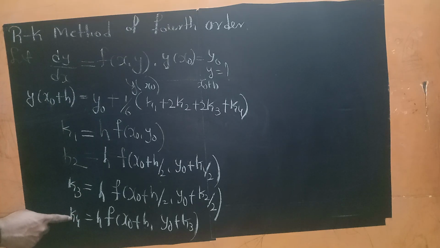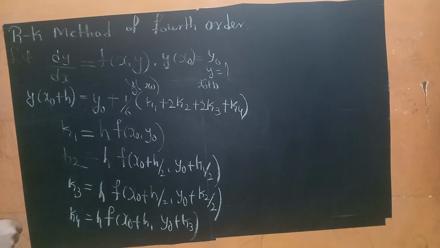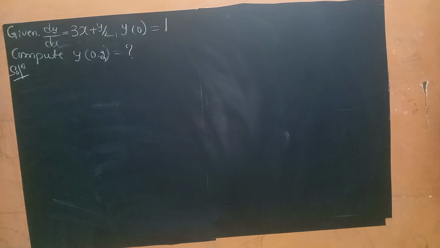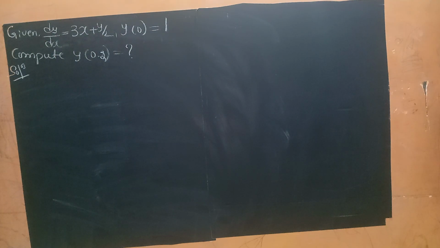That is the reason. So let me take one simple example to operate the RK method of fourth order. We will discuss one example. Let me take one simple differential equation: dy by dx equals 3x plus y by 2. The given condition is y of 0 equals 1. Compute y of 0.2 using the RK method of fourth order.